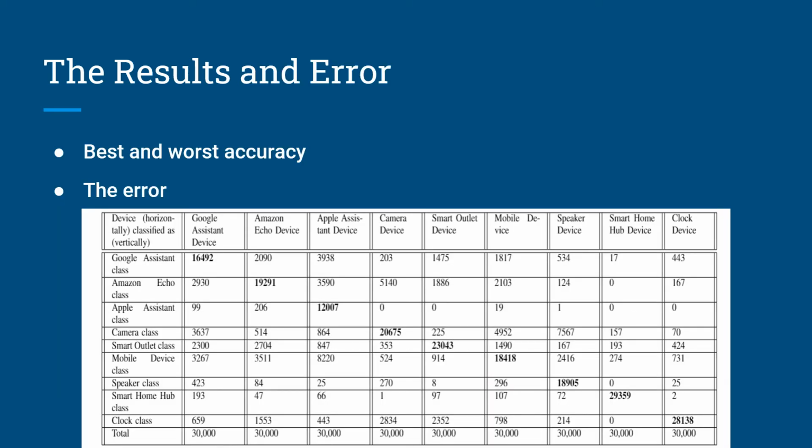Now let's talk about the results more specifically. In the training rotation, we started with a 32.44% accuracy rate and ended with a 69.25% accuracy rate. For the testing rotations, each device type had 30,000 conversations tested. This is shown on the table on the slide. The most accurate device was the Smart Home Hub, and this classified 97.86% of the conversations correctly. The least accurate device was the Apple Assistant, which classified just over 40% of the conversations correctly.